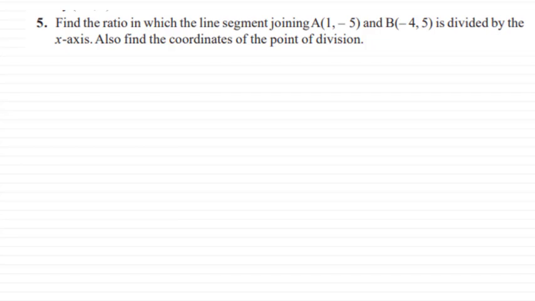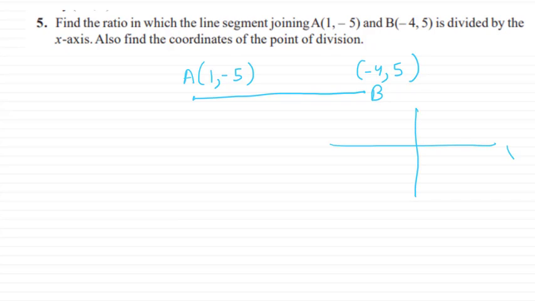This is another question based on the same concept that we have used in question number 4. Here you have to find the ratio in which the line segment joining A, having coordinates (1, -5), with B, having coordinates (-4, 5), is divided by the x-axis. If any line is divided by the x-axis, you can see this is our coordinate axis, the coordinates of that point will be (x, 0). So this line is divided by the x-axis and the coordinate of that point will be (x, 0).